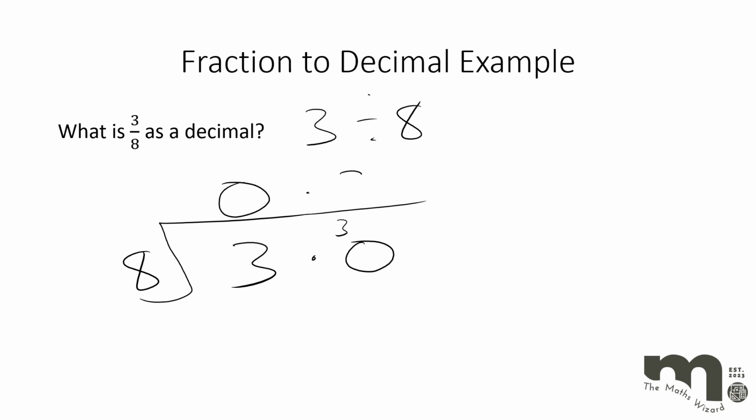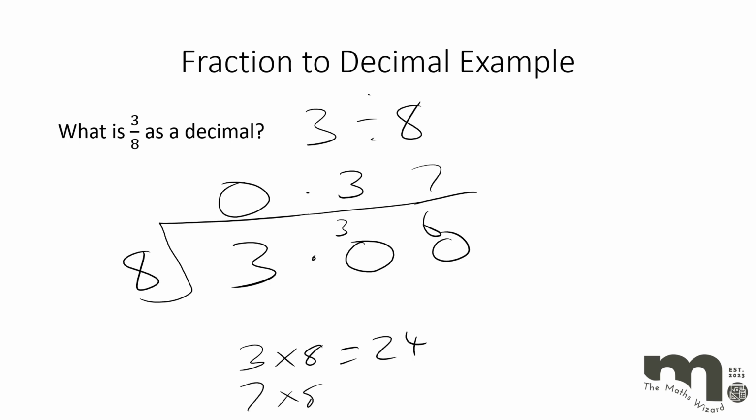8 into 30 goes 3 times, and that's because 3 times 8 is 24, and we've got 6 left over. 8 goes into 60 7 times, and that's because 7 times 8 is 56. We've got 4 left over, and then 8 into 40 goes 5 times. So as you can see, our answer is 0.375 because we do not have any remainders here. So key thing is always top divided by the bottom when you want to turn any fraction into a decimal.